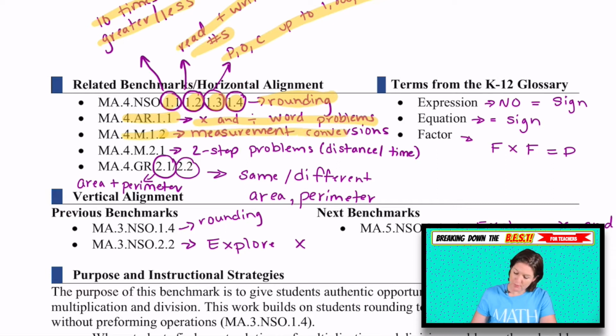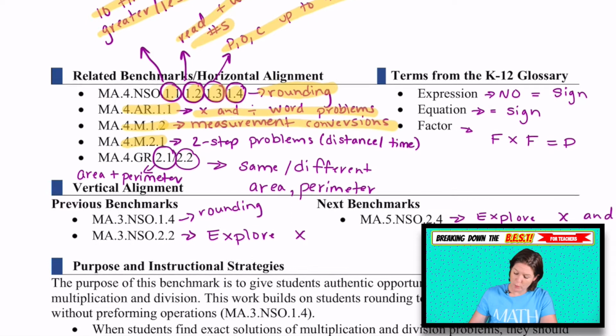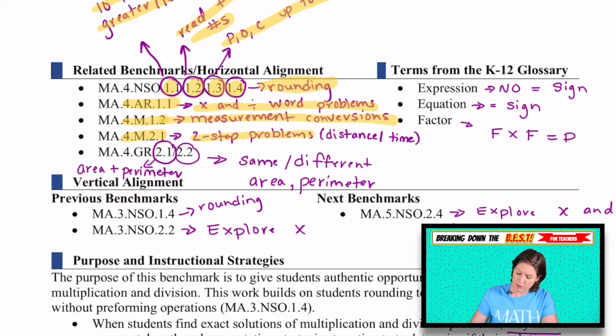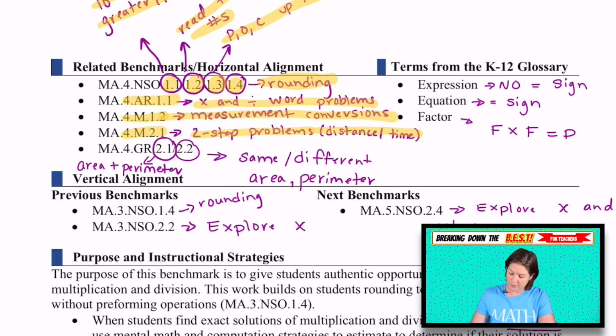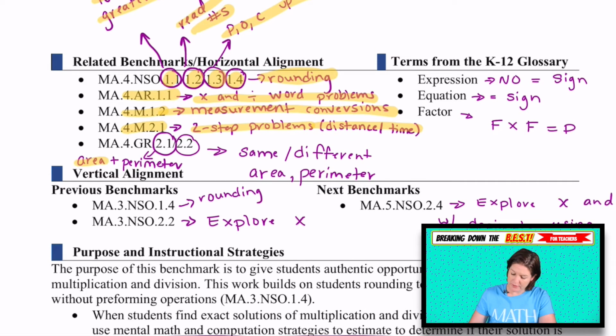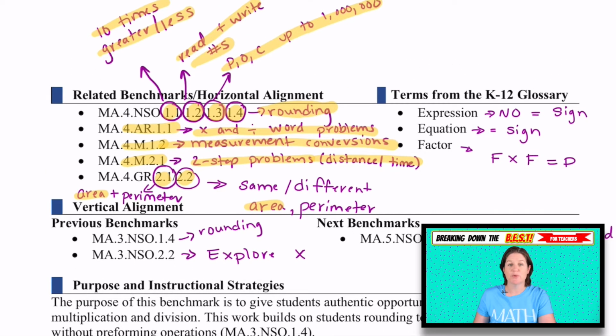4.M.1.2 is the measurement conversion standard. Again, we'll be multiplying and dividing, so it's going to be helpful to know how to estimate as well. 4.M.2.1 is the 2-step problem related to distance and time. Then we have area and these 2 geometry standards. So being able to estimate multiplication first to determine if that product is reasonable.